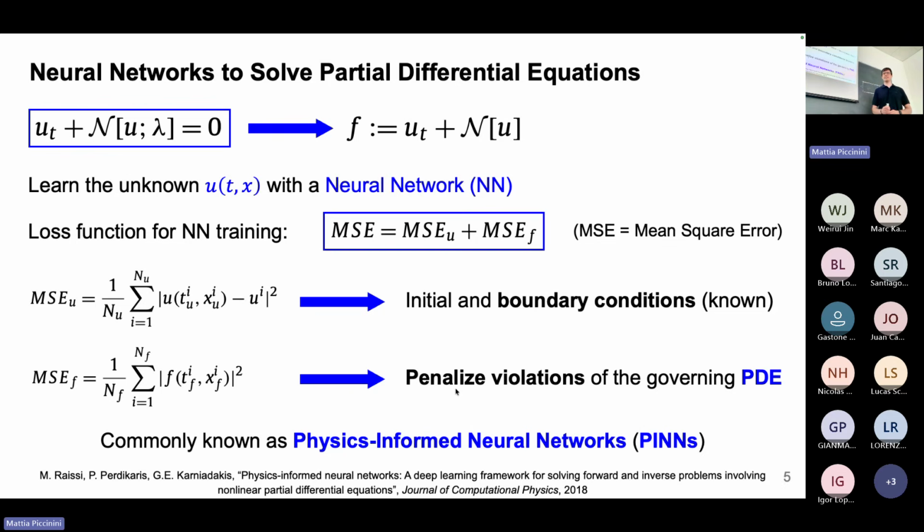But in general, you can have some weights to weigh the two objectives. So you can prefer to stick to your initial boundary conditions and satisfy them better than the dynamics, or vice versa. It's always a trade-off.